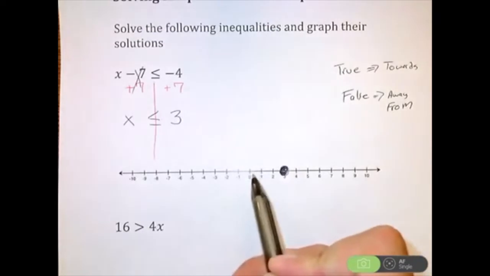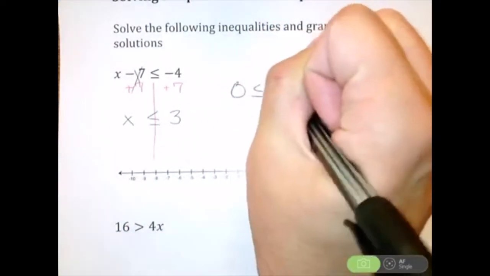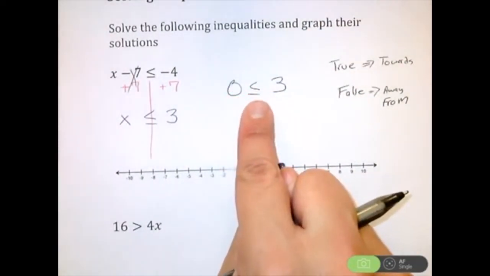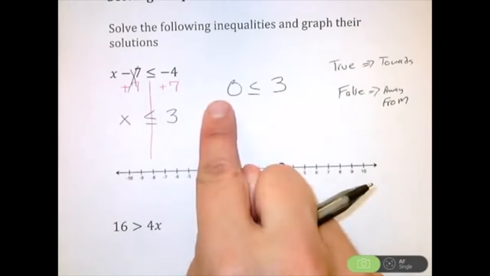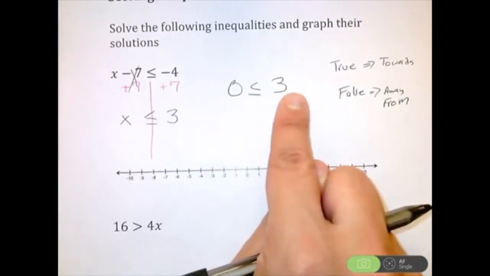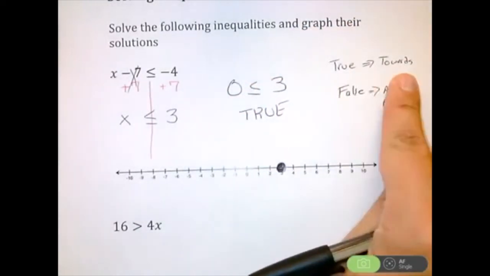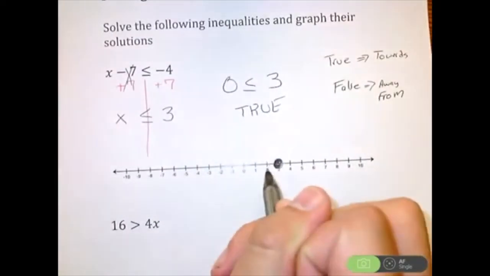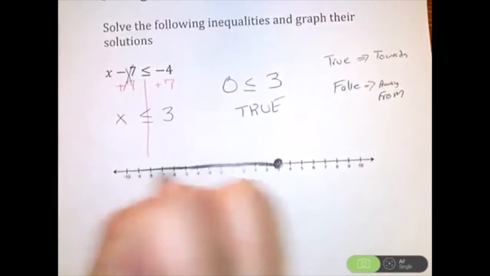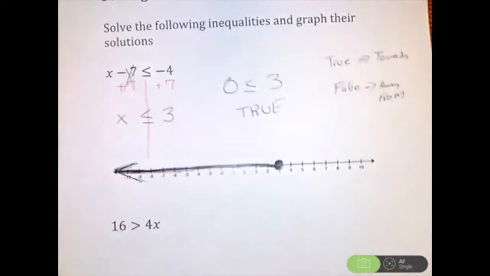So if I plug 0 into this inequality, this reads 0 is less than or equal to 3. So we have to ask ourselves, is this a true or false statement? Is 0 less than or equal to 3? It is. This is a true statement, so I need to shade towards the 0. That's towards the left in this case. So I highlight everything over here, and I can put an arrow to the left.